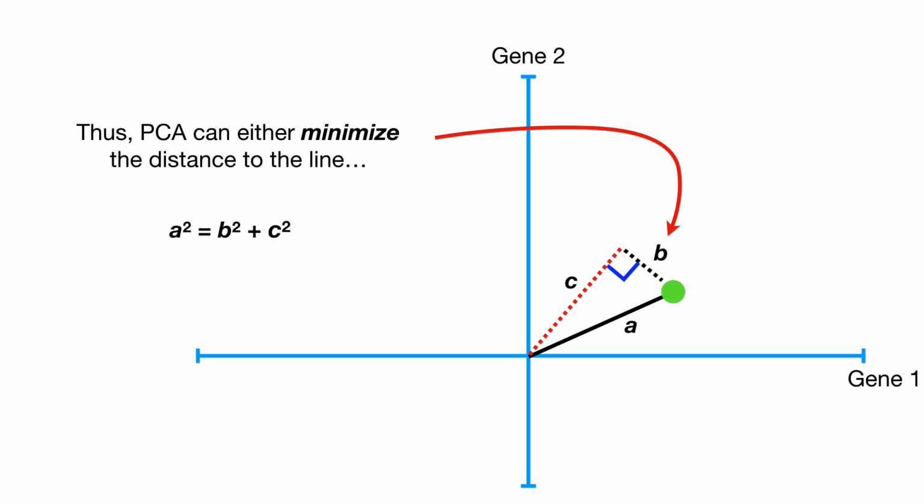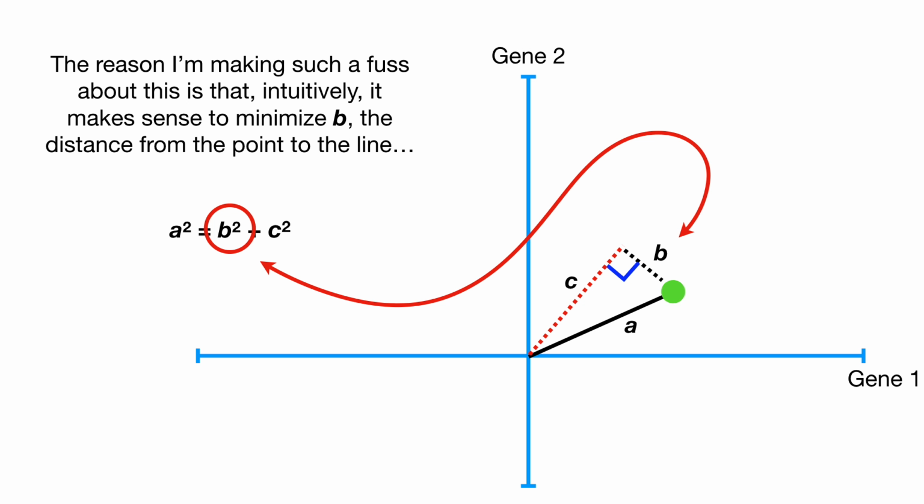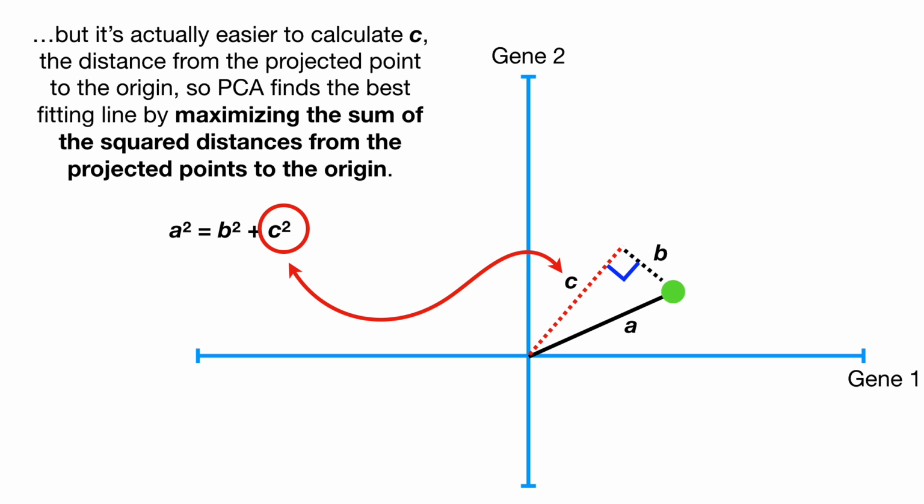Thus, PCA can either minimize the distance to the line or maximize the distance from the projected point to the origin. The reason I'm making such a fuss about this is that, intuitively, it makes sense to minimize B, the distance from the point to the line. But it's actually easier to calculate C, the distance from the projected point to the origin, so PCA finds the best fitting line by maximizing the sum of the squared distances from the projected points to the origin.